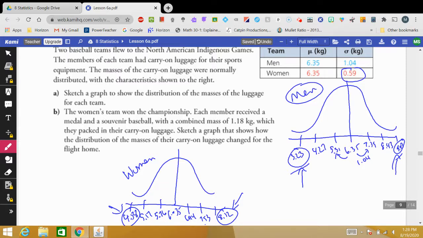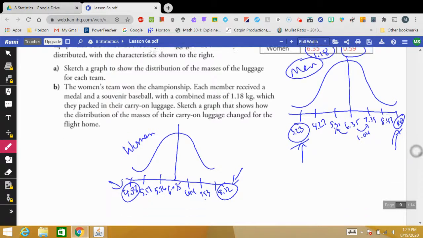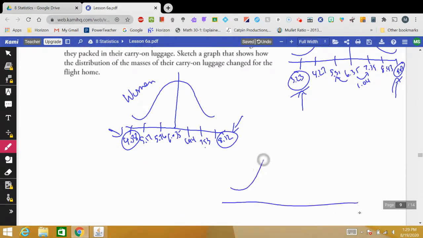So it says the women's team won the championship. Each member received a medal and a souvenir baseball with a combined mass of 1.18 kilograms, which they packed in their carry-on luggage. Sketch a graph that shows how the distribution of the masses of carry-on luggage change for the flight home. So all we have to do is add on 1.18 to the mean. So we're going to add on 1.18 to 6.35. So the average now is 7.53.